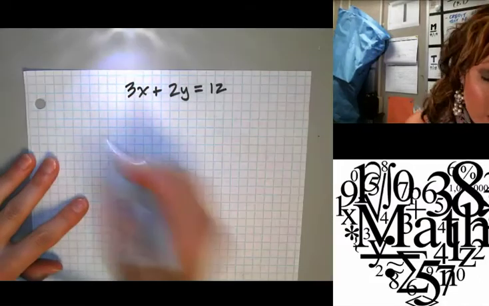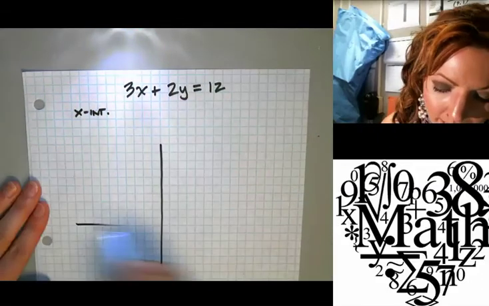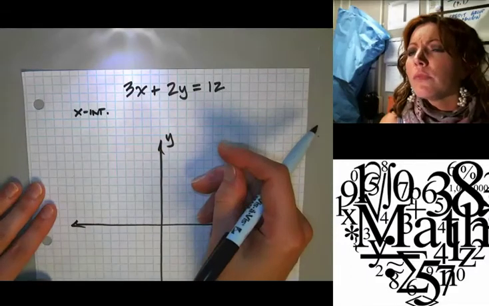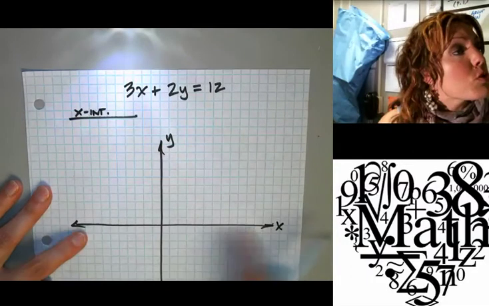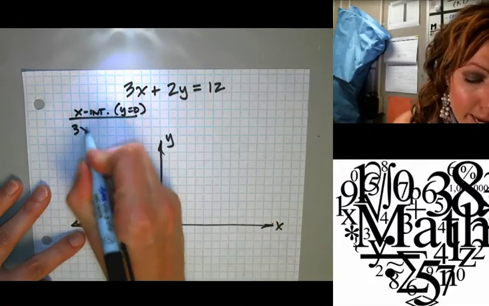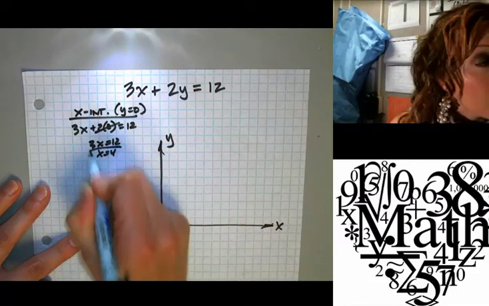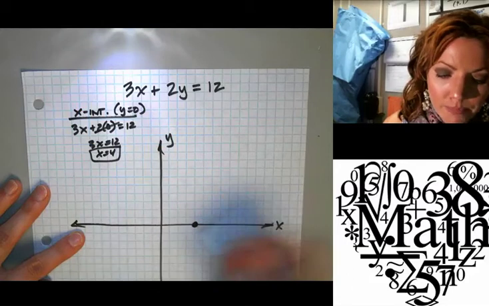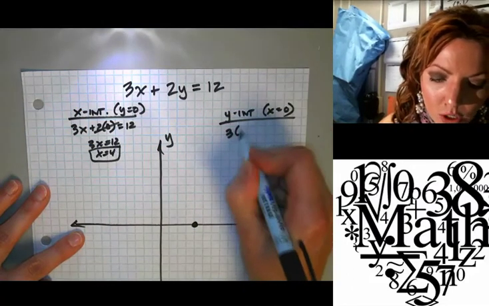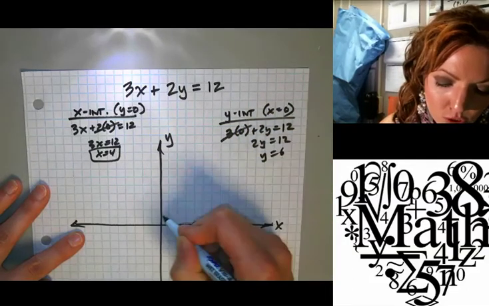To find the x-intercept, let me draw a graph real fast. If you don't want to hear this, fine, but don't talk. The x-intercept is where y equals 0, so we take this equation and plug in a 0 for y. So 3x plus 2 times 0 equals 12. So 3x equals 12 and x equals 4. That's the first point. You go over to 4 and put a dot. You do the same thing for the y-intercept, which means you set x equal to 0. So 3 times 0 plus 2y equals 12. So 2y equals 12 and y equals 6. 1, 2, 3, 4, 5. And then you graph the line like that.